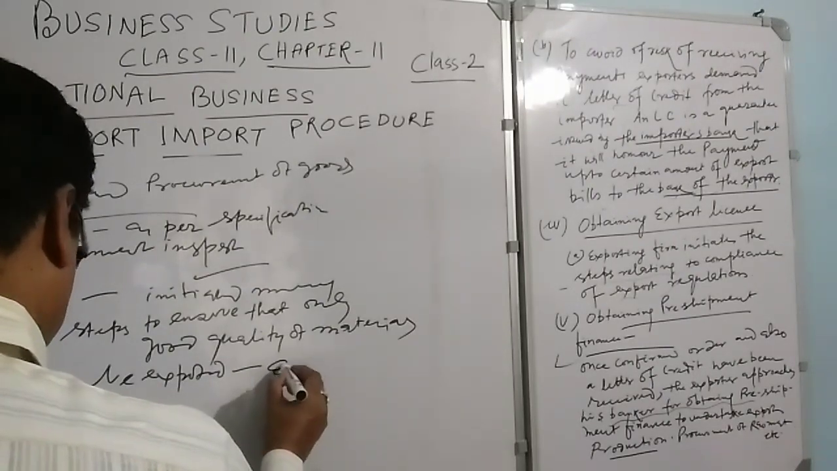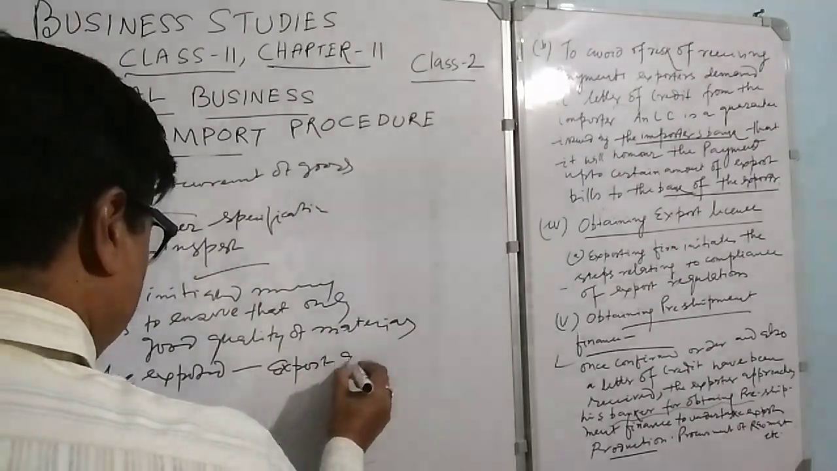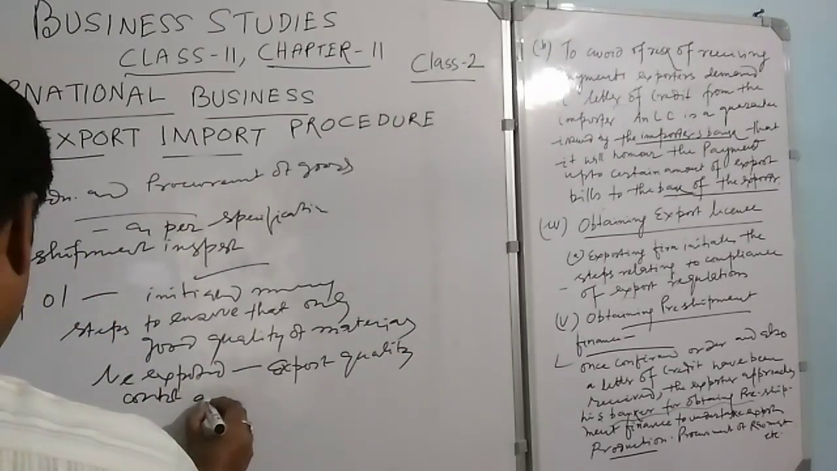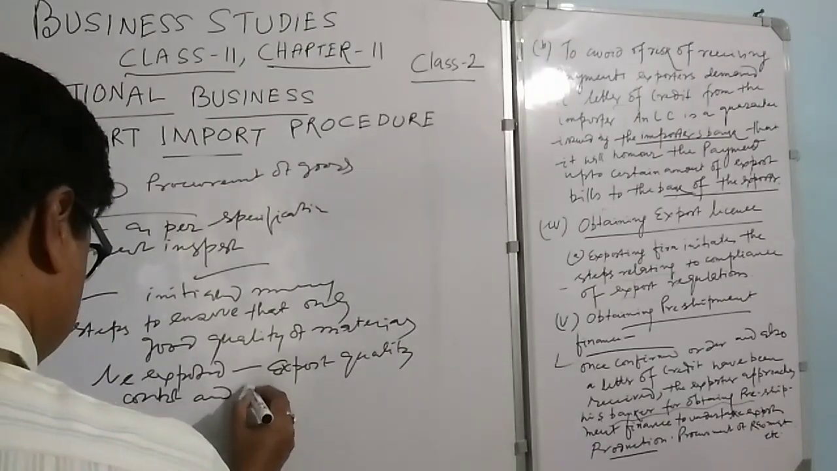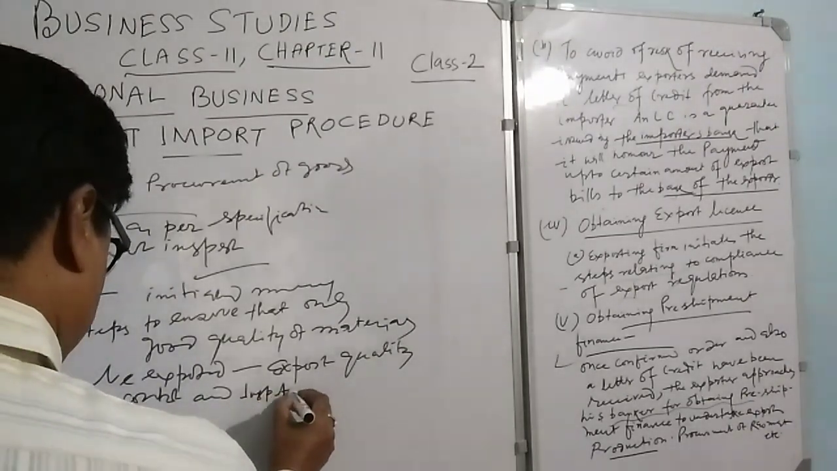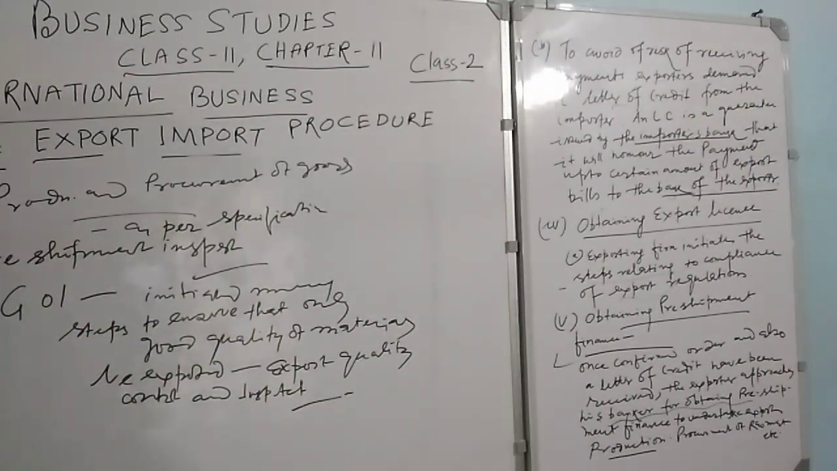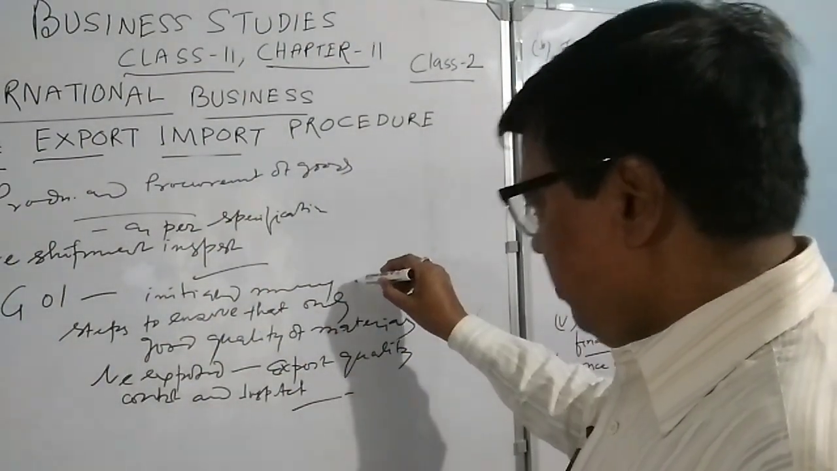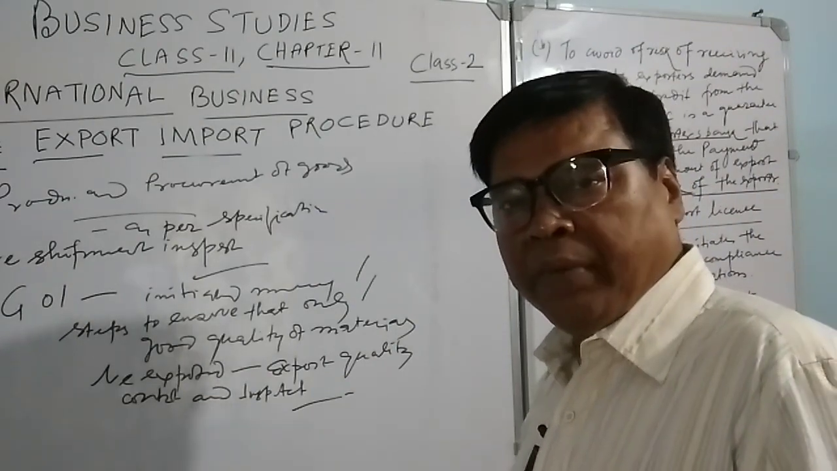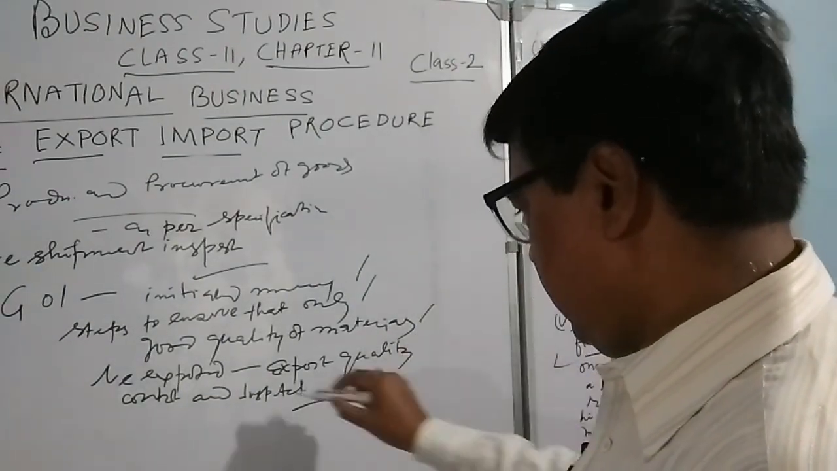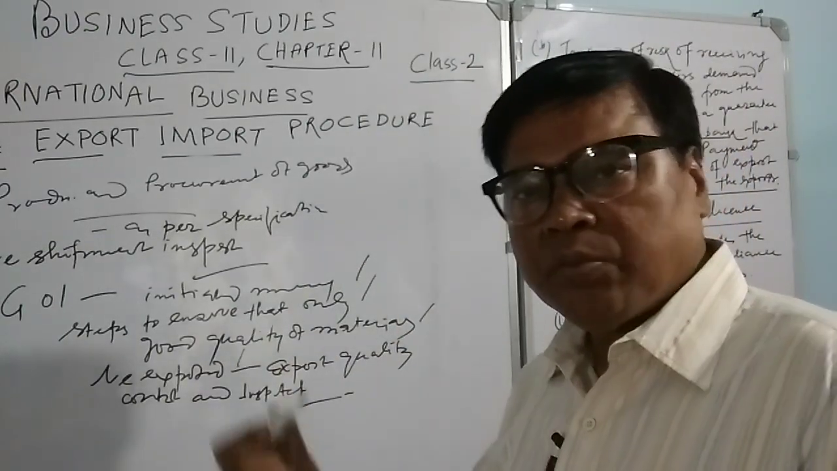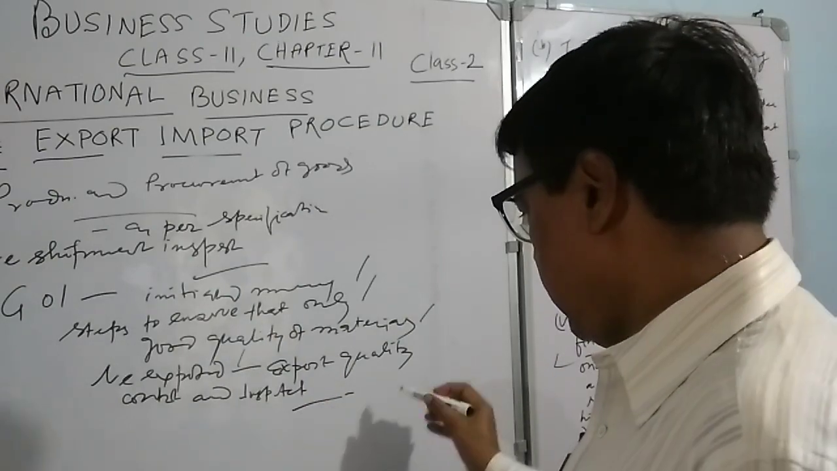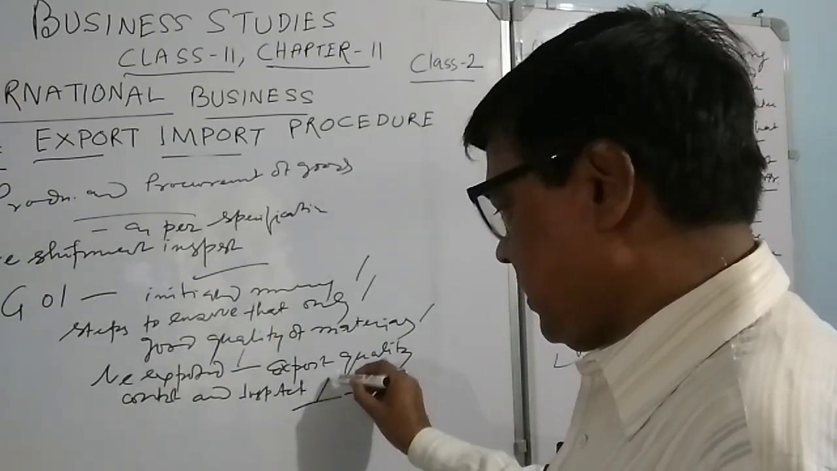So then the Export Quality Control and Inspection Act was passed. Based upon that, the Government of India has developed many steps to ensure that only good quality material is delivered. You see, exporting means one country's reputation is also at stake before the foreign country. So the Export Quality Control and Inspection Act is there.